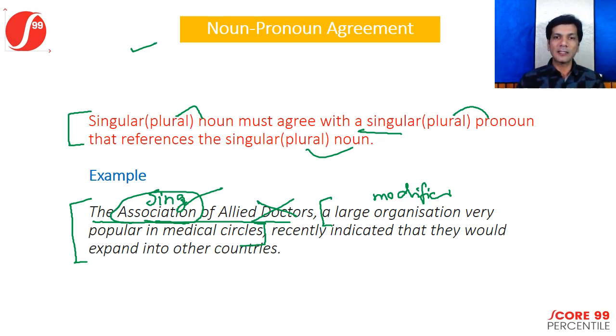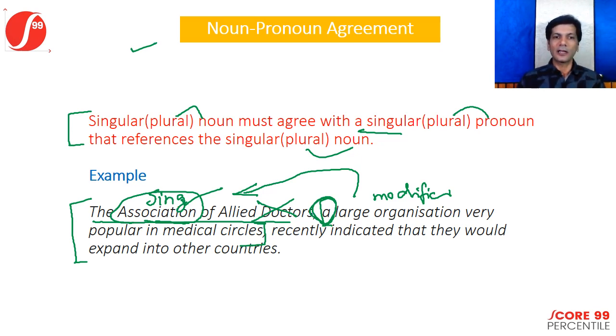So here this part that talks about a large organization very popular in medical circles is actually talking about this subject, which is the Association of Allied Doctors. So it's talking about the association. So there is also a clue in this modifier, the article, that is your clue to understand that your subject is singular. So it's referring to the association, not the doctors.